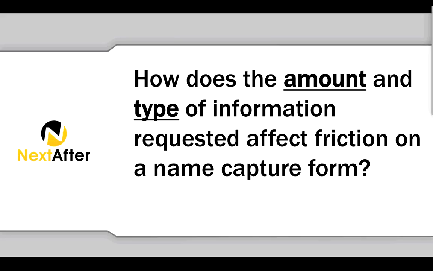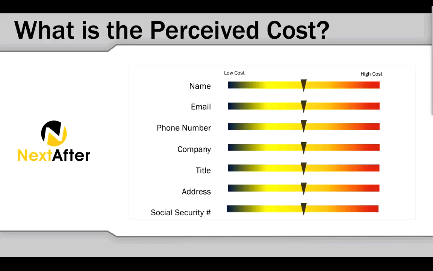So this is kind of interesting. How does the amount and type of information that you request affect friction in, say, a name capture form? Maybe let's shift our direction a little bit from looking at donation pages. Most of us are trying to actively grow our email file. We want to get more and more people that we can cultivate and develop relationships with so that we can one day perhaps have them as a financial partner.